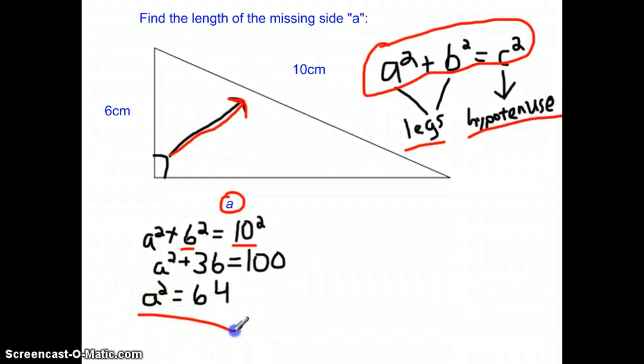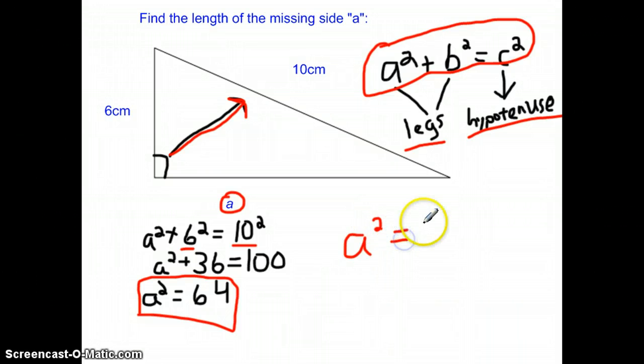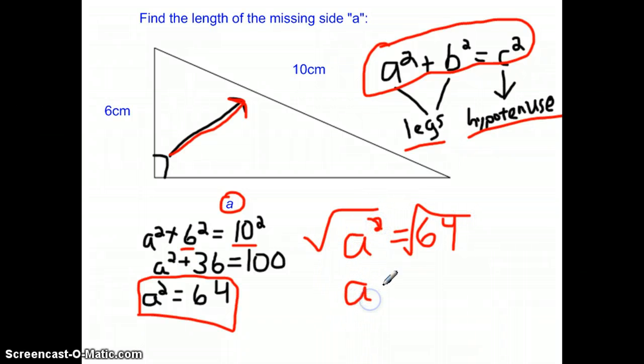So I'm done, right? No, wrong. This is where people mess up a lot. They stop at this spot. They stop at a squared equals 64. Well, our leg isn't a squared. Our leg is a. We need to find what a actually is. And to do that, we have to get rid of the squared. And to get rid of a squared, we have to square root. So we get a squared equals 64, and we need to square root both sides. When we square root a squared, that gets rid of the squared. So we just get left with a, which is what we want. Square root of 64 is actually 8. So our answer, A equals 8 centimeters.